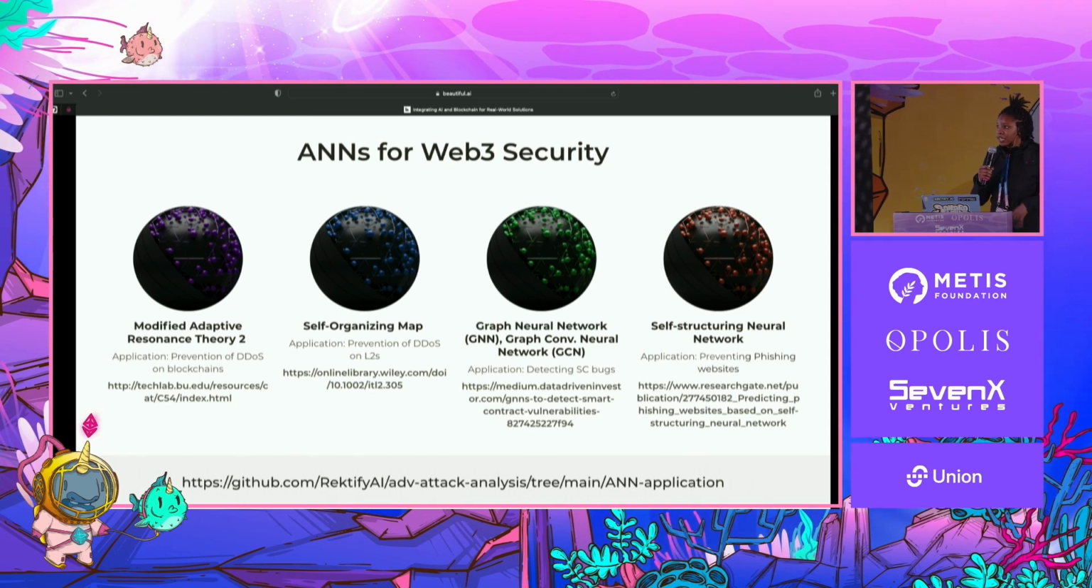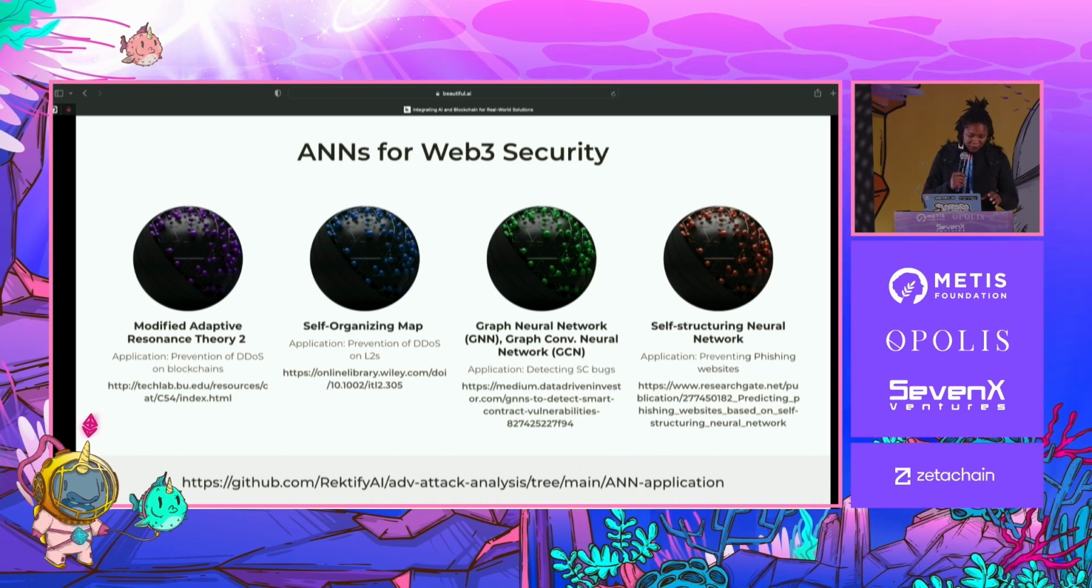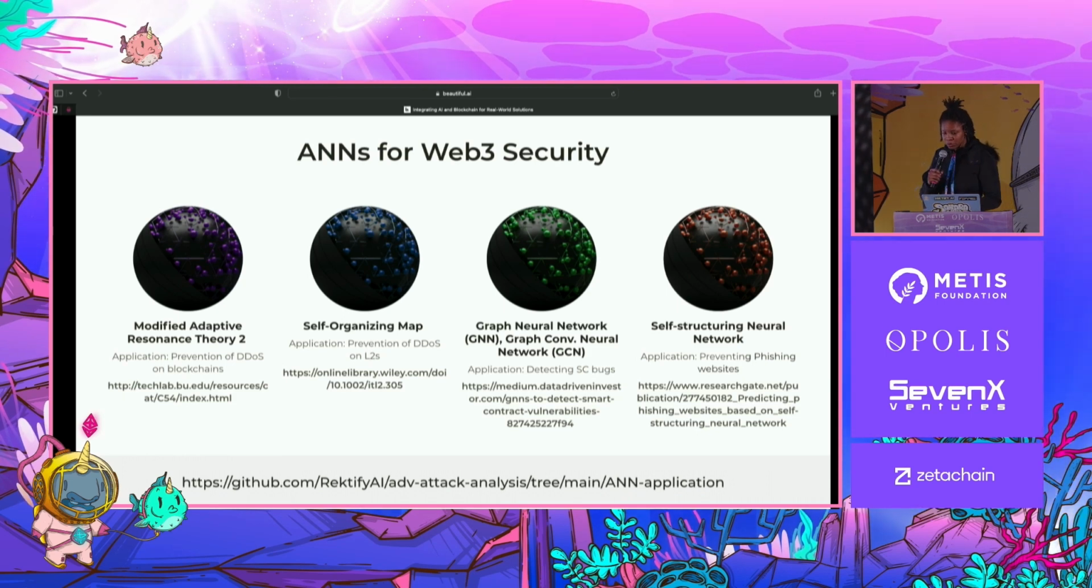Tron is a blockchain that had a DDoS problem back around 2014, 2015. And DDoS can render your blockchain useless. So we don't want that when it comes to this space. Self-organizing maps, particularly, can be used for DDoS for L2s.